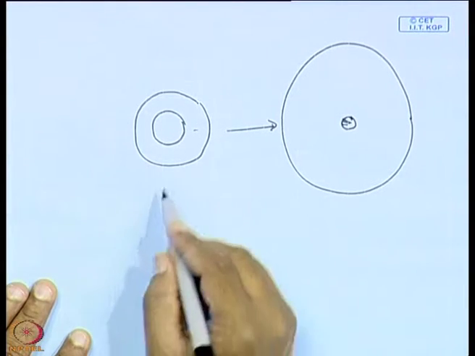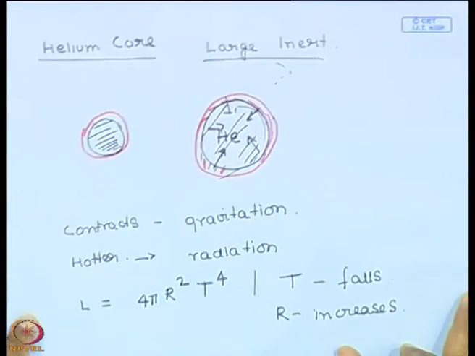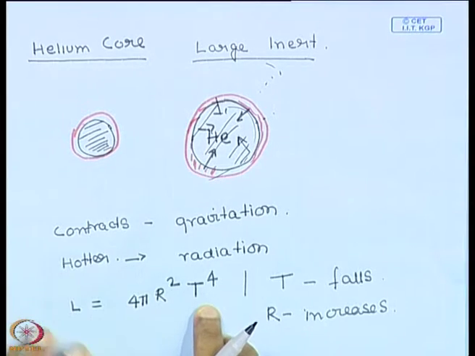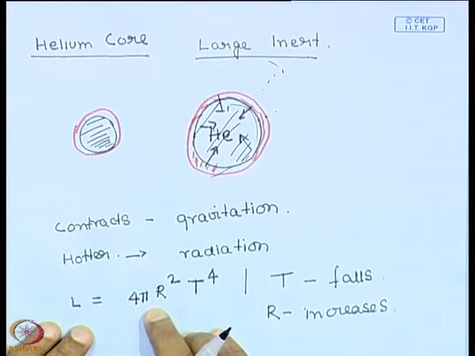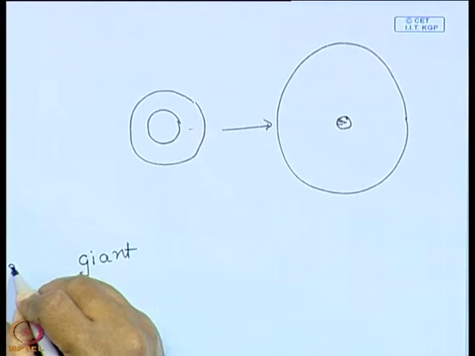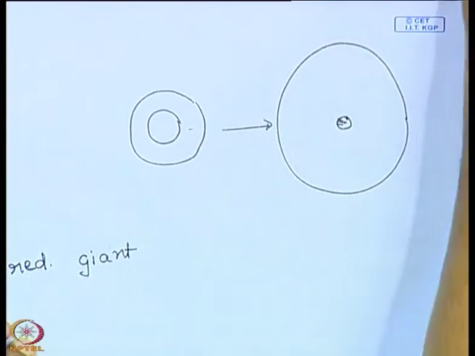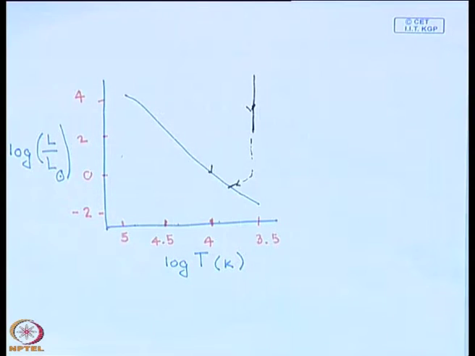So, it becomes now much larger, the temperature of these regions falls, but the total increase in the radius is so large that the fall in the temperature is more than compensated by the increase in the radius, and the luminosity goes up. So, this star now becomes what is called a giant, a red giant. Red because it has become cooler, and a giant because its radius has gone up, and its luminosity also has gone up.